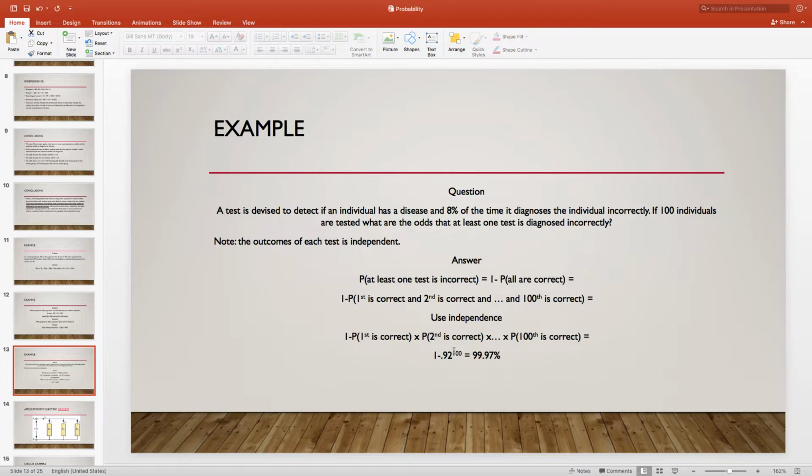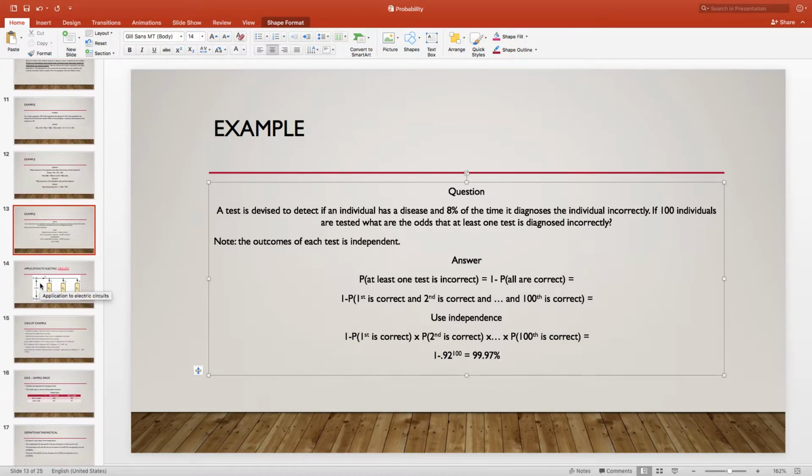Now the probability the test is correct is 92% because we know 8% of the time the test is incorrect. So using the complement rule, 100 minus 8% gives me 92%. So 1 minus 0.92 to the 100th power gives me a 99.97% chance that at least one test is incorrect out of 100. Okay, so notice that this is not the original 8%.